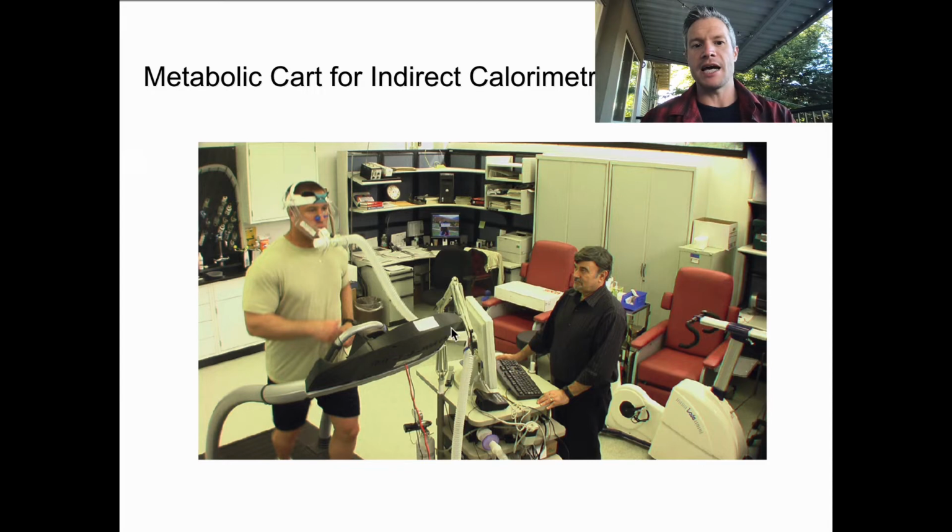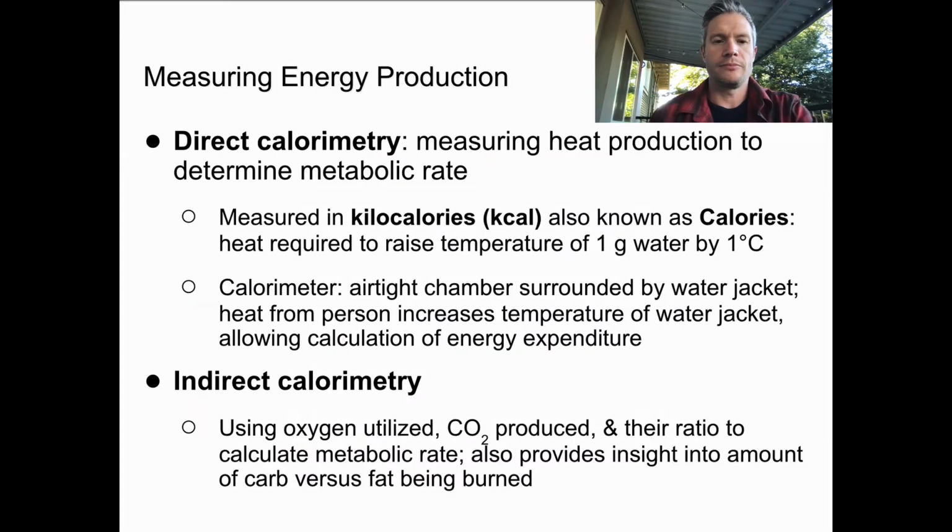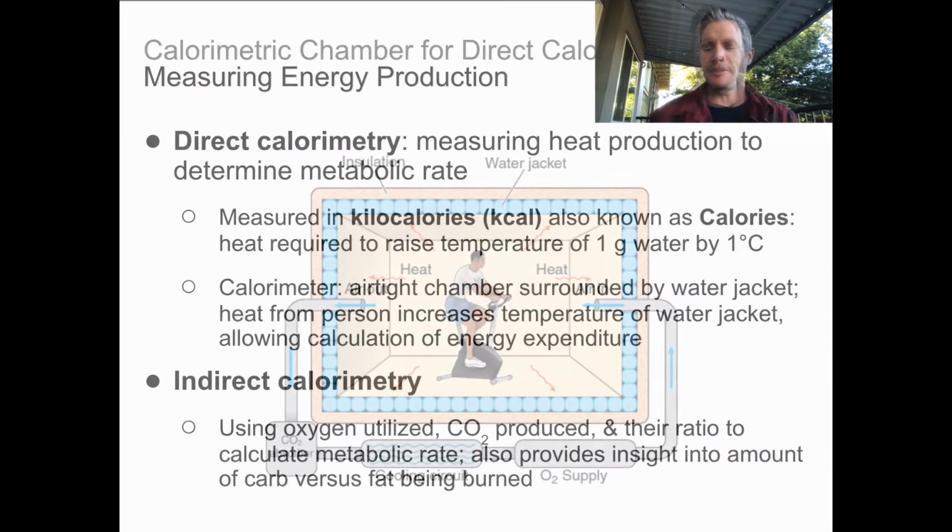And because of that, we can measure what's being breathed in and what's being exhaled through this tube, and it'll pick up what's being breathed, okay? So you're probably asking yourself, all right, indirect calorimetry, how the heck does that happen? How do we take oxygen, utilize CO2 produced, and figure out what the metabolic rate is? And more so, it can actually even provide insight to whether carbs or fats are being utilized. How does that happen? Good questions.